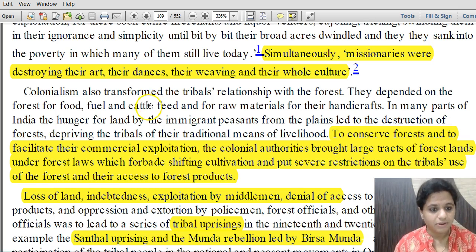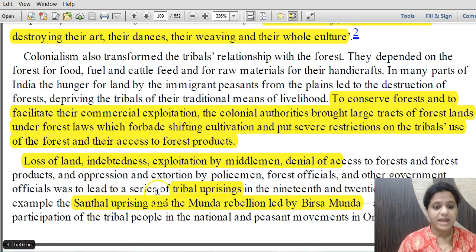To conserve the forests and to facilitate their commercial exploitation, colonial authorities also brought large tracts of forest land under forest laws, which forbade shifting cultivation and even put severe restrictions on tribals' use of the forest and access to forest produce. So presently in India, we have a Forest Rights Act where minor forest produce can be taken by tribals. So they have access to that.